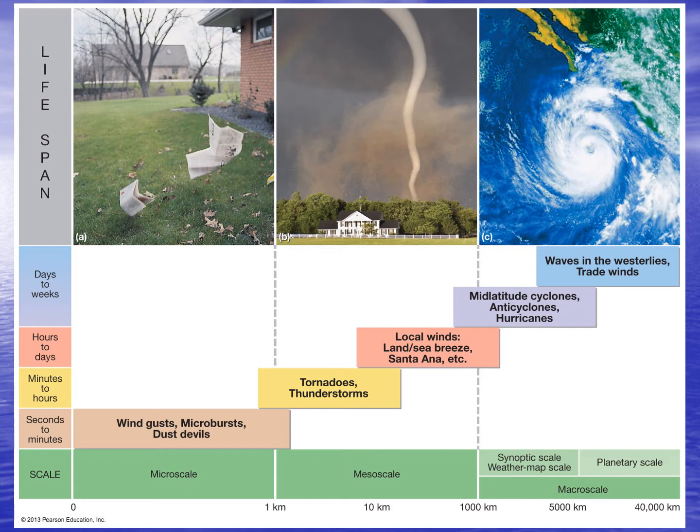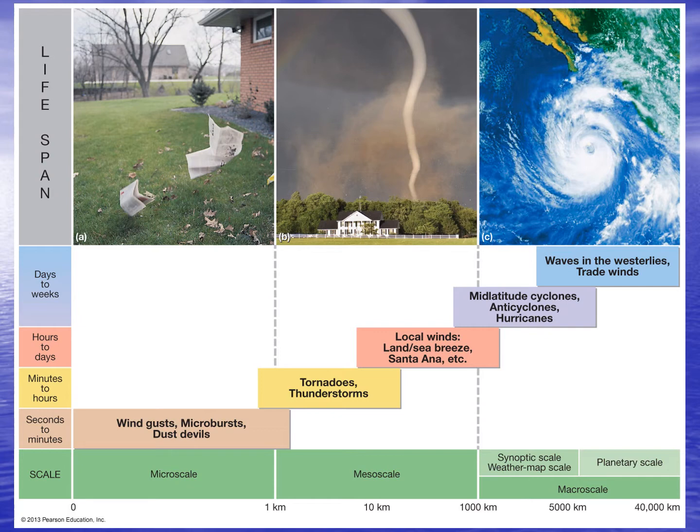So this is a pretty nice slide here to kind of tie it all together. On the left there you have the lifespan of these winds. Along the bottom you have microscale, mesoscale, macro scale, kind of broken down into synoptic scale and planetary scale.